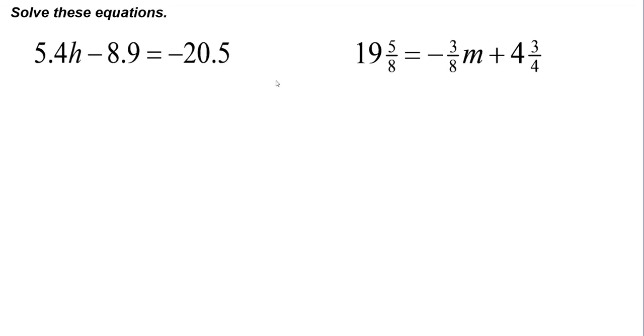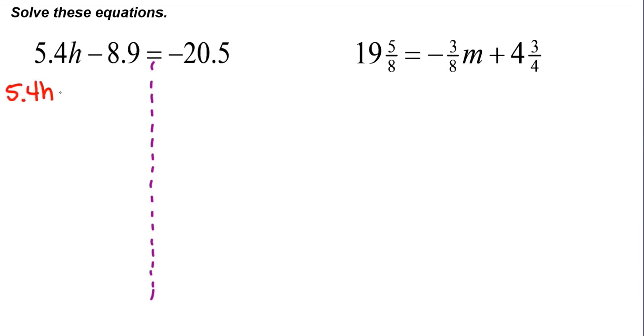So we're going to be solving these equations here. I have a bunch of decimals in this equation: 5.4h minus 8.9 equals negative 20.5. A lot of rational numbers going on here. So I'm going to put my dividing line here, cutting my equation into just two parts. The first thing I want to do is undo this subtraction. So I'm going to use addition. I'm going to add 8.9 to both sides.